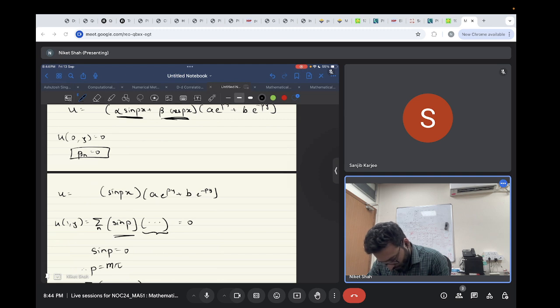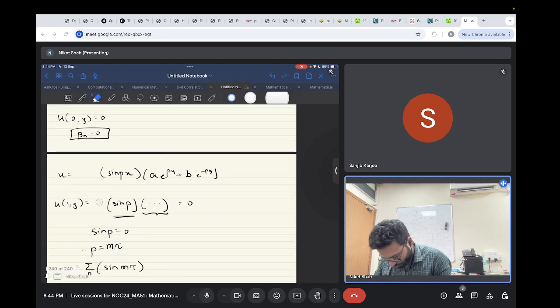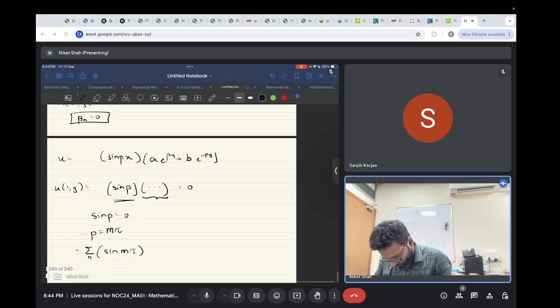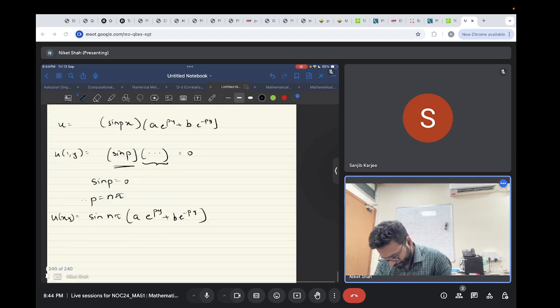A, B. So I'm writing just a variable separated form, a general solution. Here again I can remove this n. So this is some n pi. Now when I'm writing the final form u(x, y), I have sine n pi x, some integer, times a e to the power py plus b e raised to the power minus py. This is the form of function that I have.